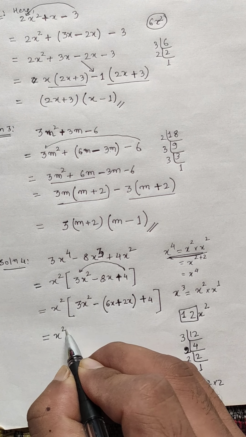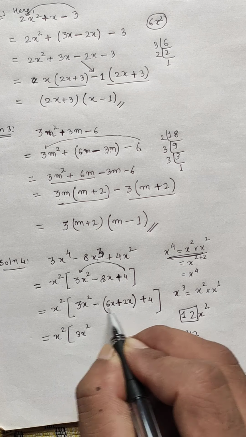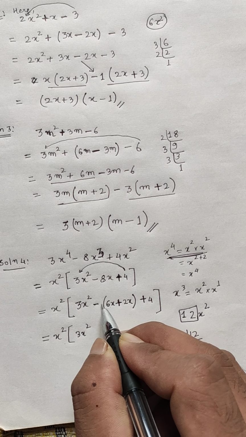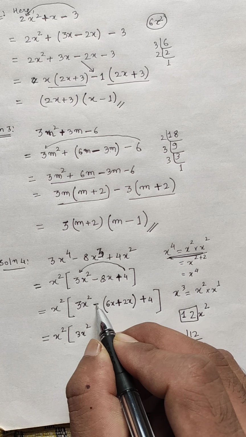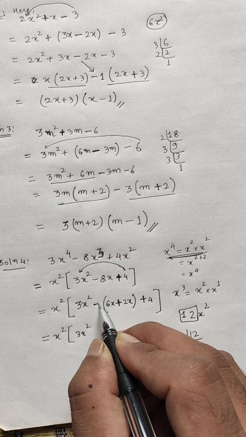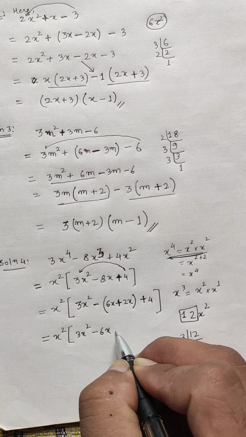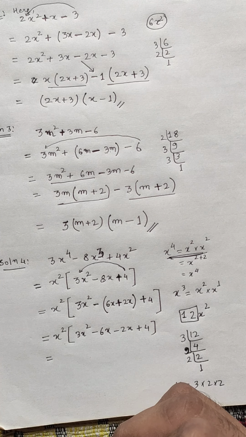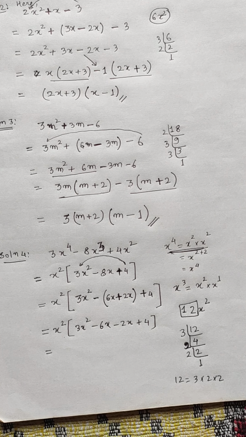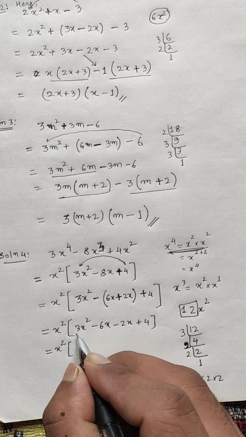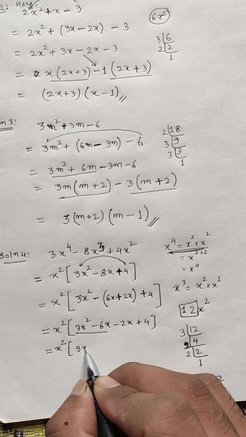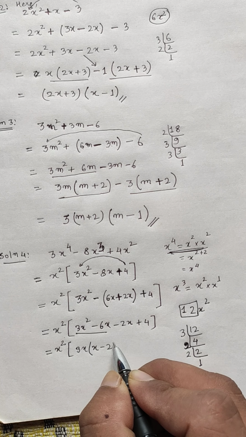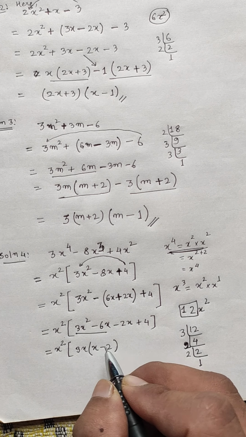So x square, 3x square. Now open the bracket, and minus means here is minus 1. If there is no coefficient, it is minus 1. While multiplying minus inside the bracket, multiply with minus 1. So it becomes minus 6x minus 2x plus 4. Now take the common from these two terms. 3x is the common. What's the remaining here? X. And what's the remaining here? Yes, correct, 2 is the remaining because x is already outside.